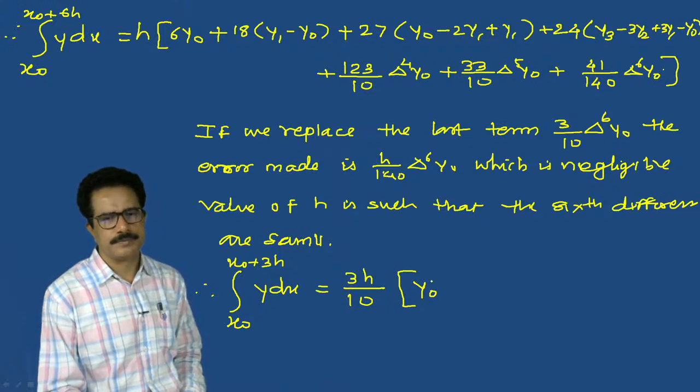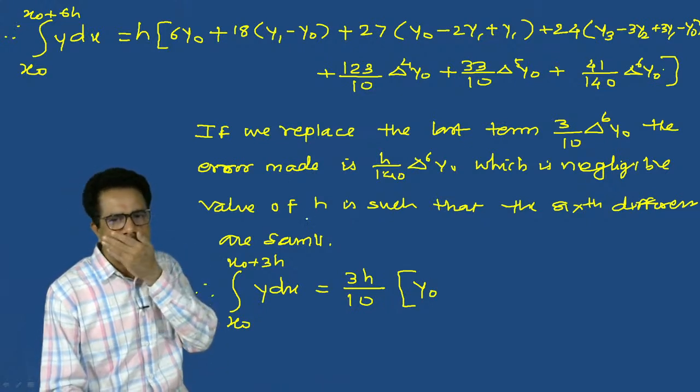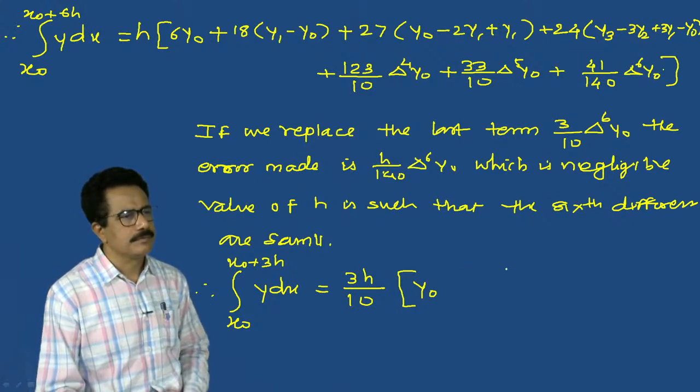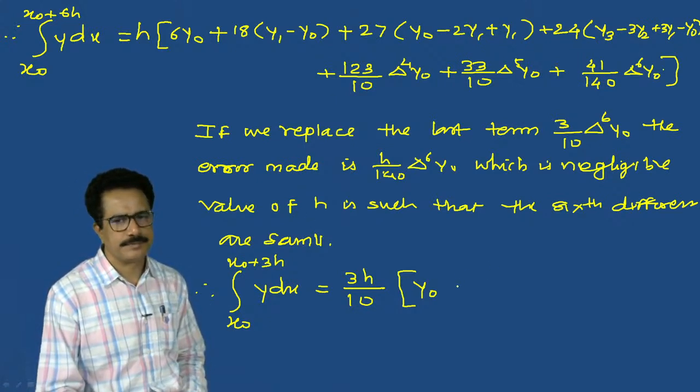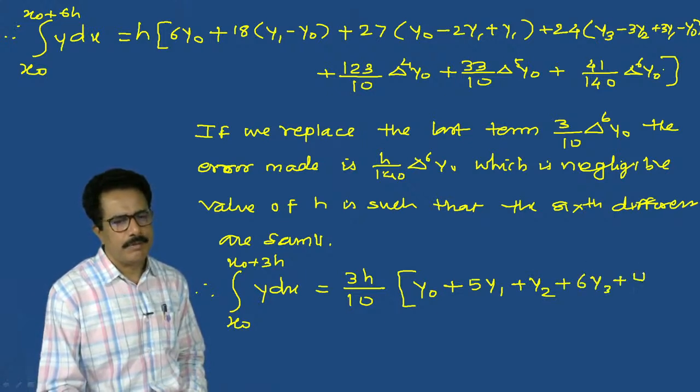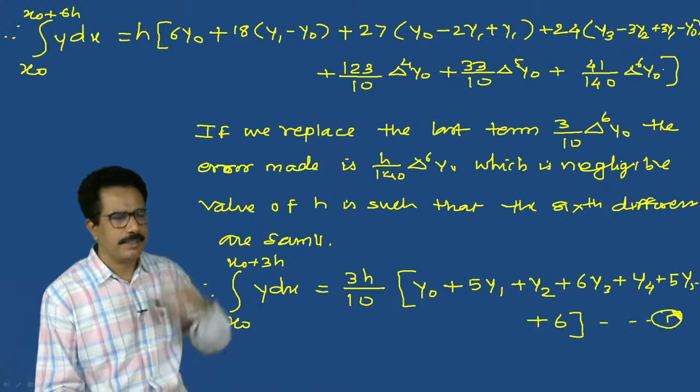y0 3h by 10, if we take it out, what is the common? y0 plus 5 times of y1 plus y2 plus 6 times of y3 plus y4 plus 5 times of y5 plus 6. Suppose this is equation number 1.